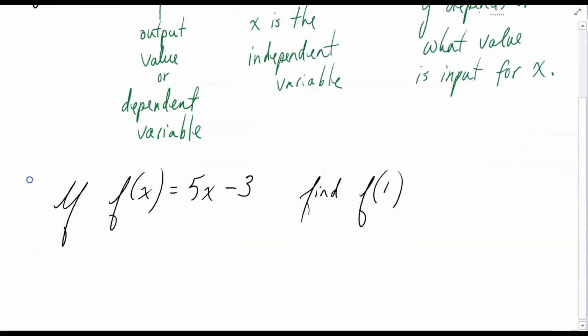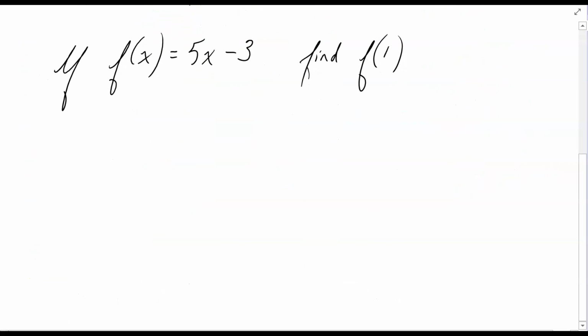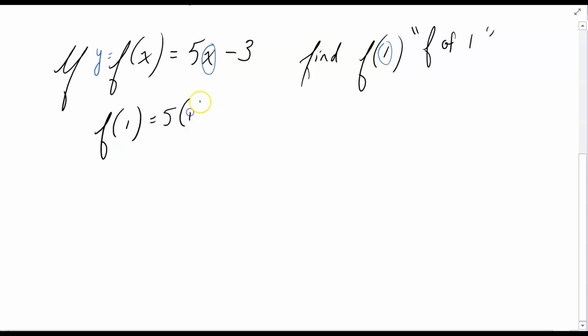So let's practice with that. If my function is f of x, and remember that that also just means y equals 5x minus 3, so f of x equals 5x minus 3, find f of 1. Okay, this is pronounced f of 1. Well, everywhere we see x in the function, we want to substitute in now not x, but 1. So writing that out, f of 1 then is 5 times 1 minus 3, which is 5 minus 3, which is 2.